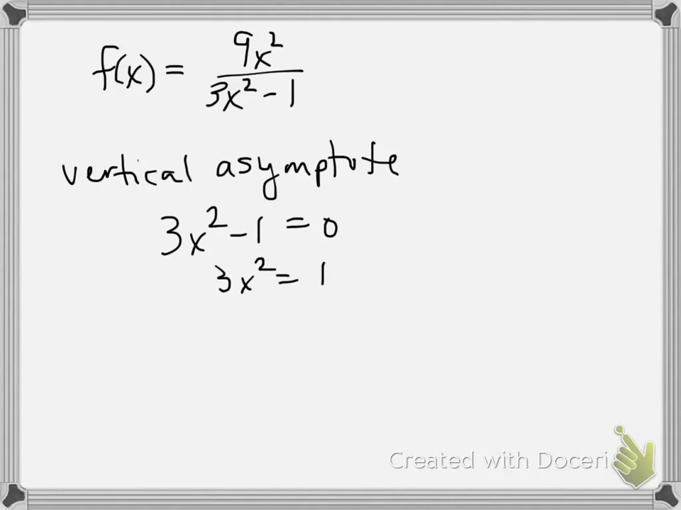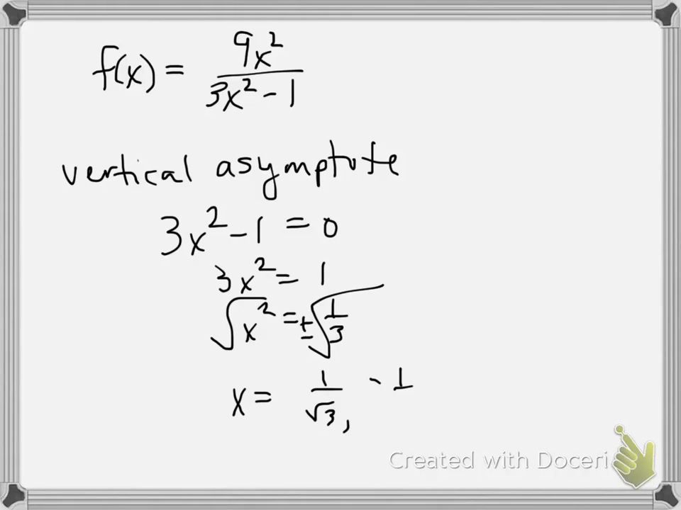We add 1 to both sides, divide by 3. Now, how do I get rid of an x squared? Well, I do have to square root both sides. But bear in mind, when I square root the right side, I have to use my plus or minus. So I'm getting x equals 1 over the square root of 3 and negative 1 over the square root of 3.